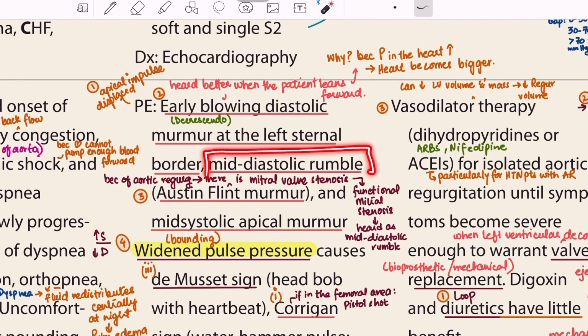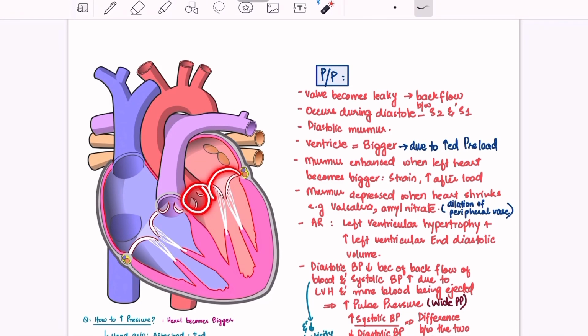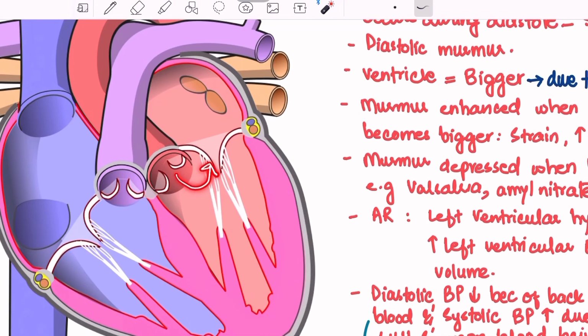There will also be a mid-diastolic rumble. Now what does that mean? So this is your aortic valve and this is your mitral valve. With regurgitation, what's going to happen is that the regurgitant blood is going to push on the leaflet of the mitral valve as well. And during diastole, we know that these leaflets will be open for the blood to go into the ventricle for passive filling. Now, when this blood is putting pressure on this leaflet, blood cannot go properly into the ventricles, and that will cause a mid-diastolic rumble. And this whole murmur is called Austin-Flint murmur.